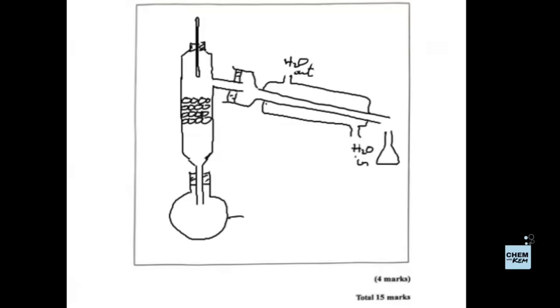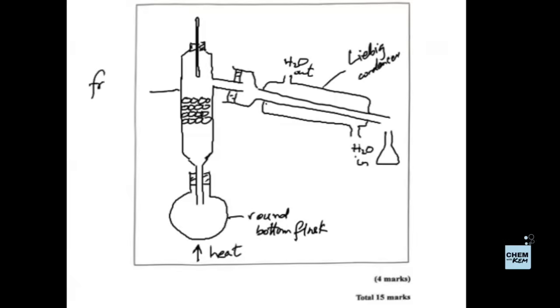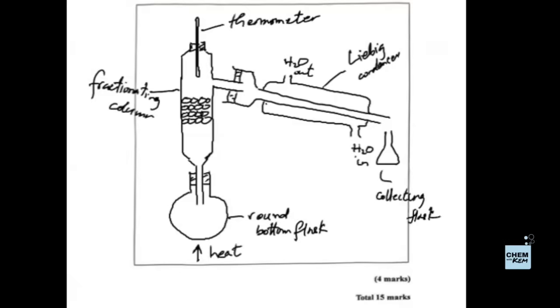All right, just to label, heat would be applied here. That's our Liebig condenser. This is our fractionating column. That's our thermometer. And this is our collecting flask. And that would give us full marks.